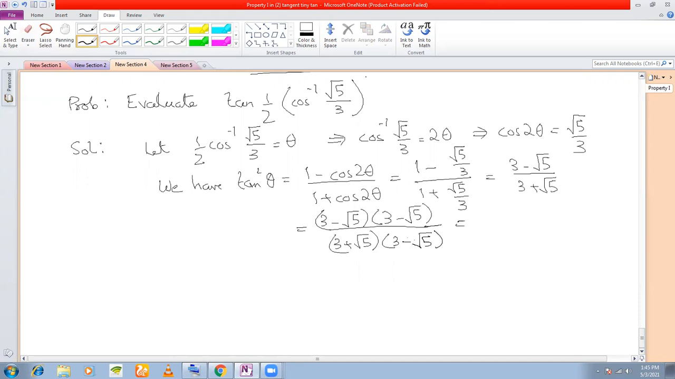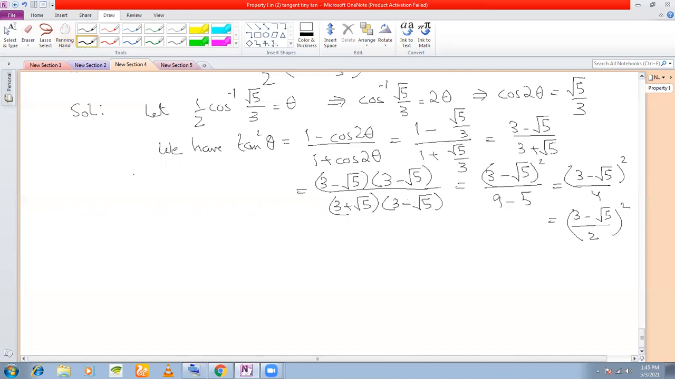Okay, so what you are left with here is 3 minus root 5 square divided by 9 minus 5, which is 4. So you get 3 minus root 5 whole square by 4, which can be written as 3 minus root 5 by 2 whole square. Right? So you're getting tan square theta is equal to this. That means what is tan theta? Tan theta is simply 3 minus root 5 by 2.